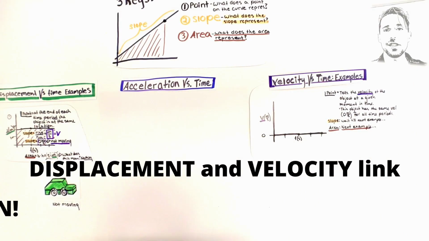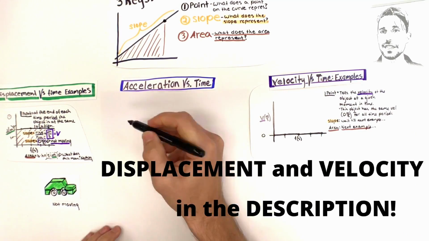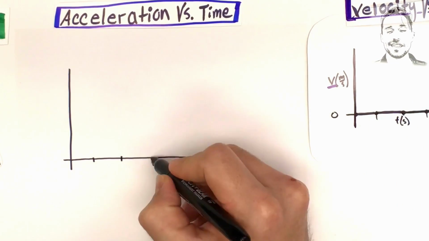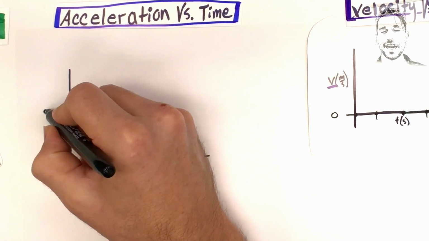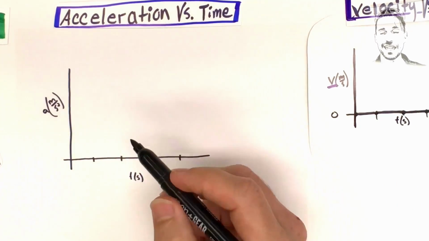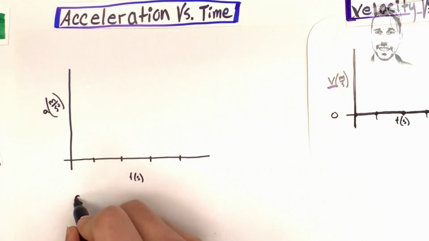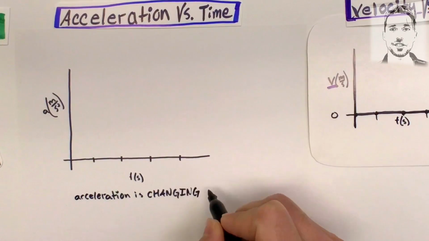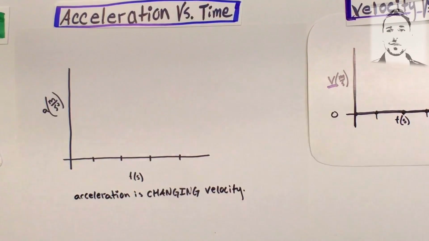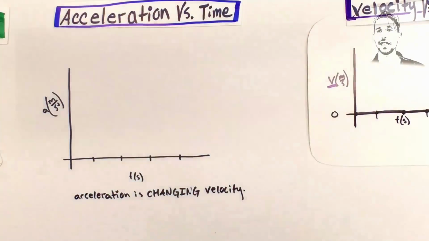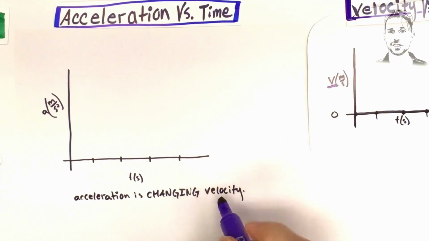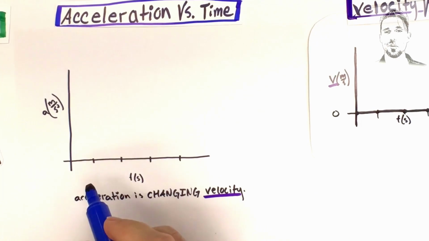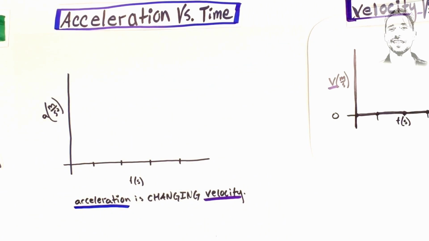Let's look at acceleration versus time for this example of a not moving car. And hopefully this one's not too crazy, because if an object's not moving and it has no velocity, then it is also not accelerating. And we showed last time that the slope of the velocity was the acceleration, which was 0. So remember, acceleration is the change in velocity. It's changing velocity. And here, since the velocity is not changing, we're not going to have an acceleration.